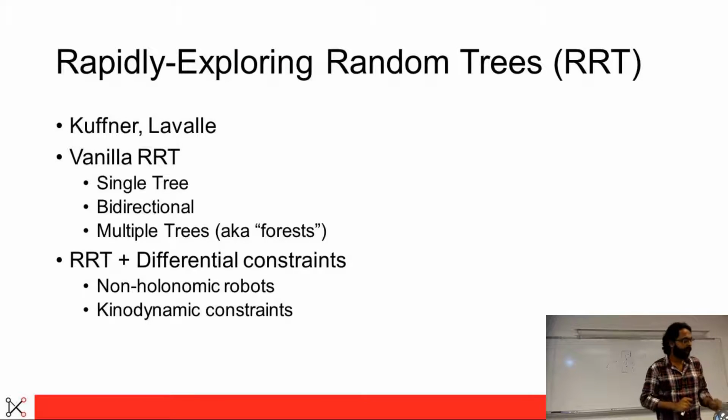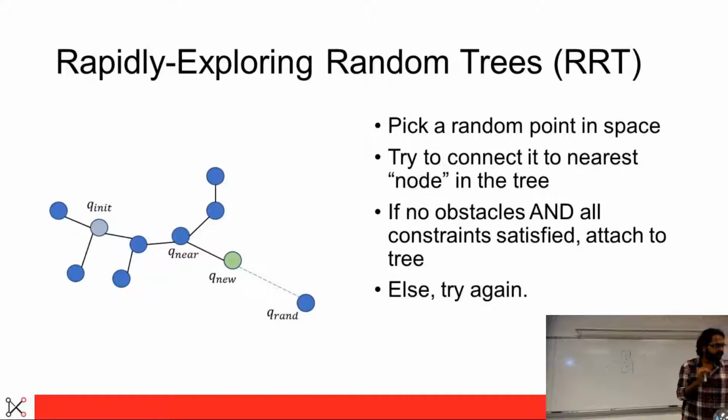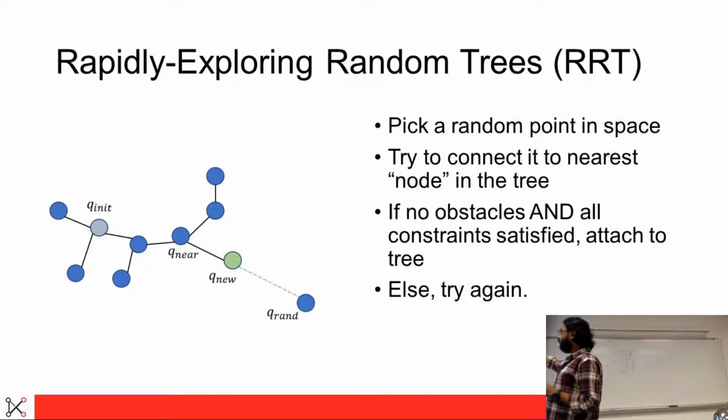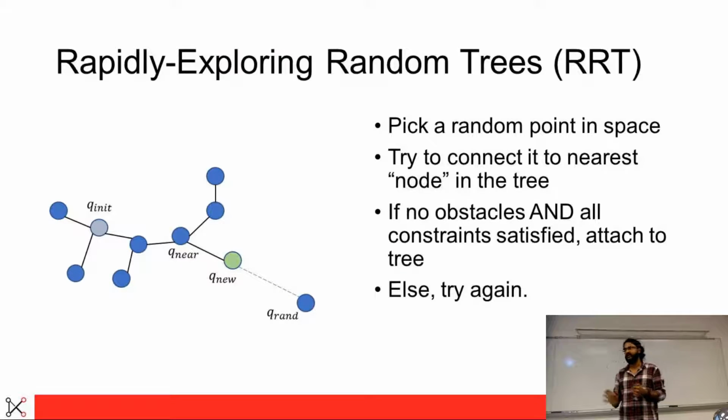So, okay. That's the basic intro to RRTs. We will get into how it works. Look at that figure. You have a set of points. One of them is the initial point. You have a new point, which is in green, and you have a nearby point, the nearest point to that new point. And the algorithm is super simple.